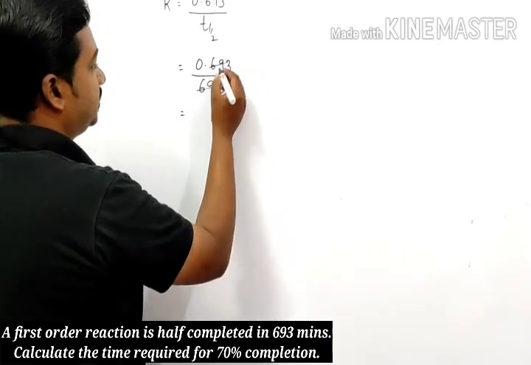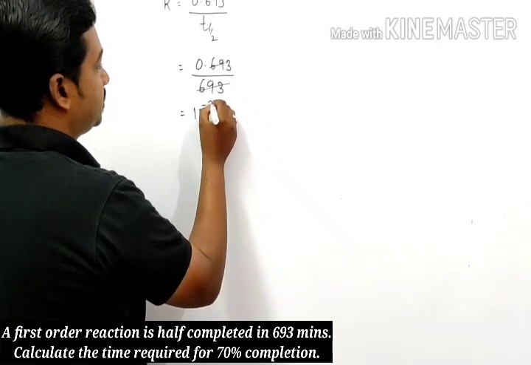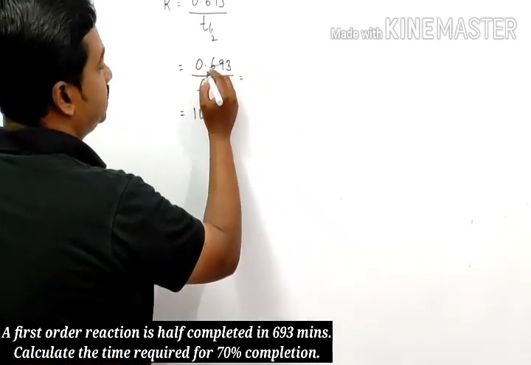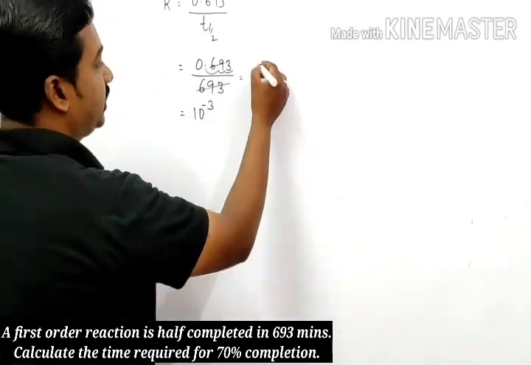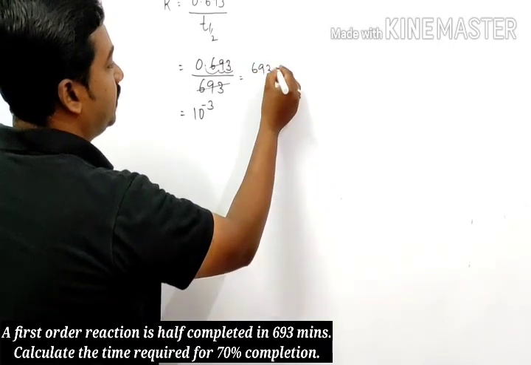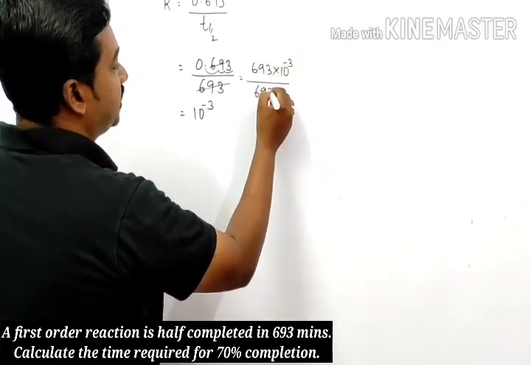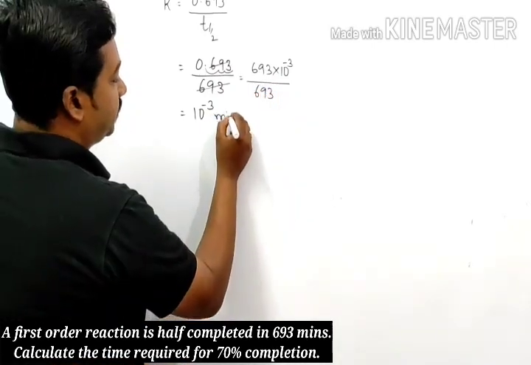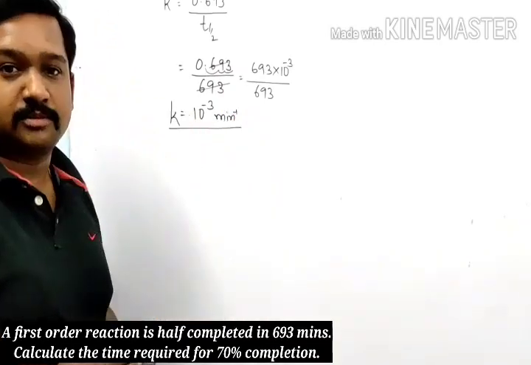693 gets cancelled, 10 to the power minus 3. This is because I just shift this decimal point 3 times to the right. It becomes 693 into 10 power minus 3 by 693. So 10 power minus 3 per minute is the value of K that we obtained from this information.